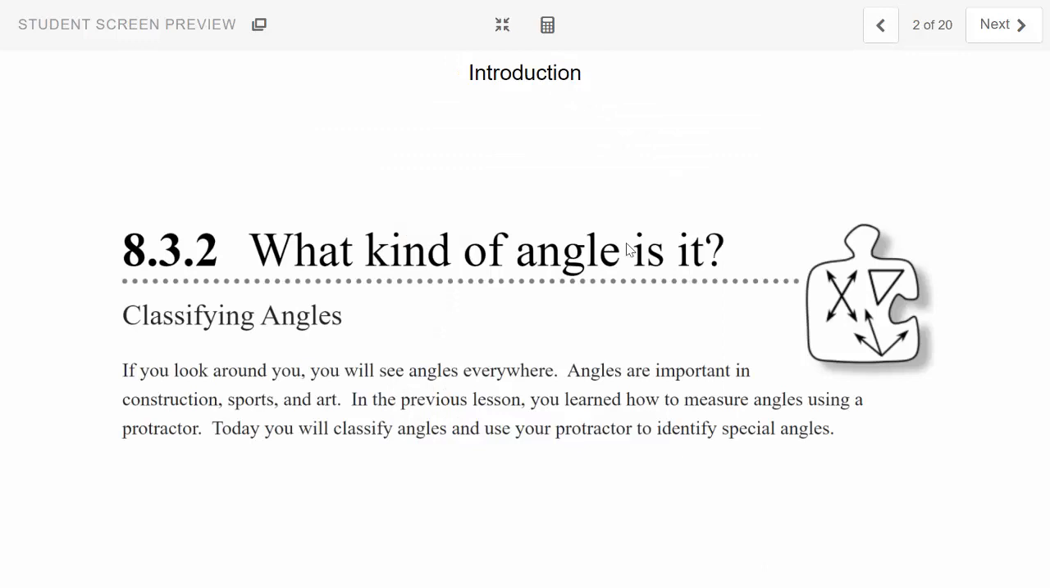All right, so today we're going to be looking at classifying angles. What kind of angle is it? The nice part is we already had a lesson on this about a week back, so this should be review.